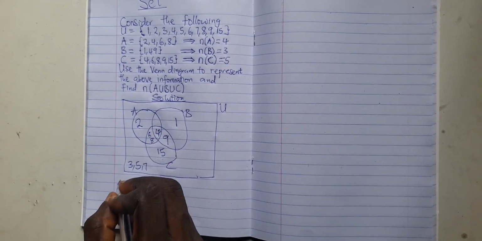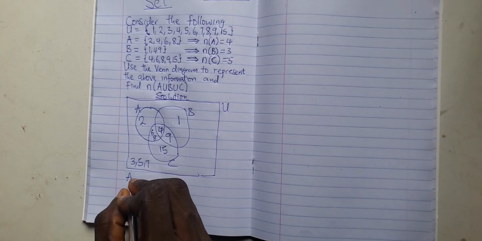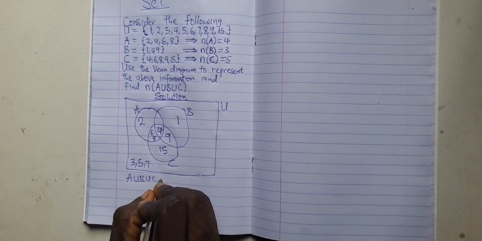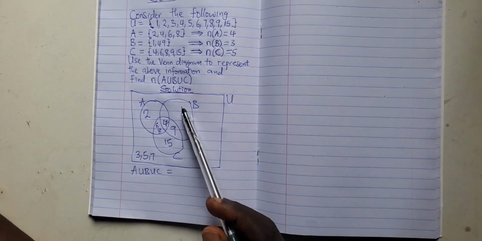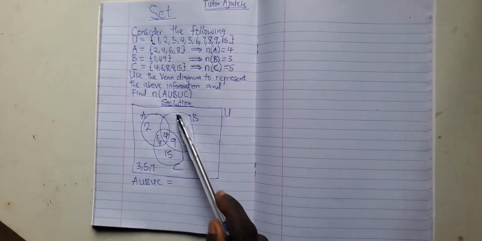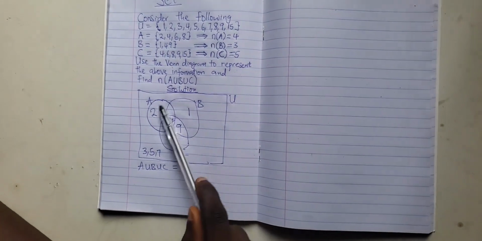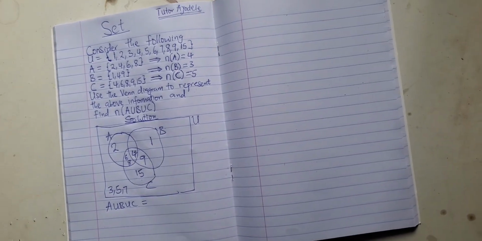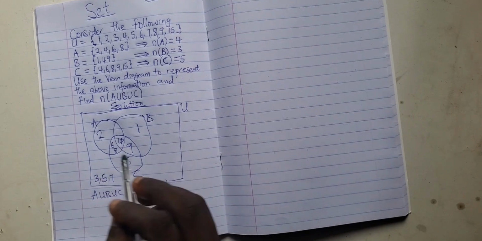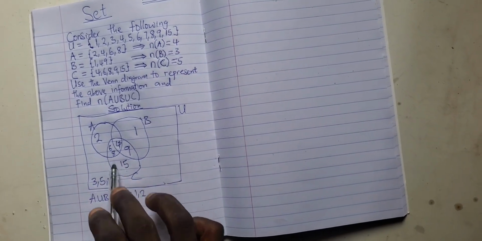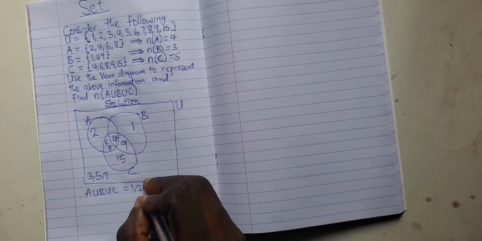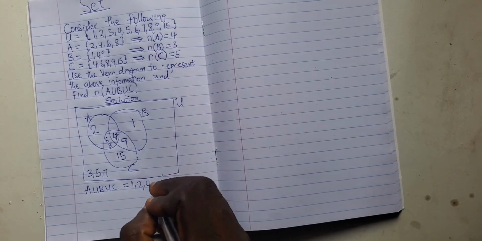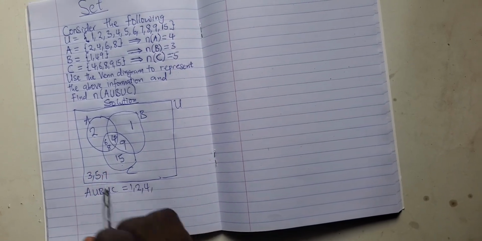First thing, we need to know A union B union C. A union B union C simply means we combine all the elements here. We combine the elements in A, in B, in C. We combine all of them, and these are those elements here. Let's begin from the smallest. We have 1, we have 2, we have 3. No. We have what? 4. Do you have 5? No. 5 is not here.